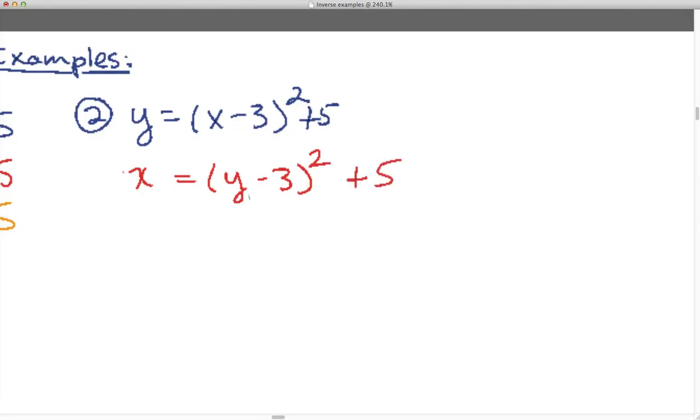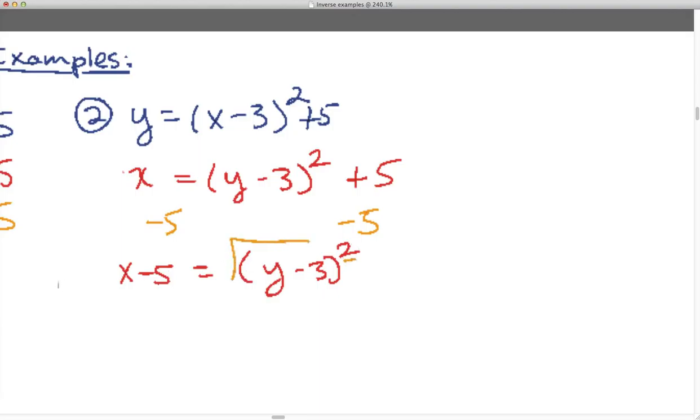So we're trying to get to this y here. So how's this 5 connected to the y? It's added. So what's the opposite of added? Subtraction. And then you square root both sides, because the opposite of the square right here is a square root. And when you square root the right side, you have to put a plus or a minus there.